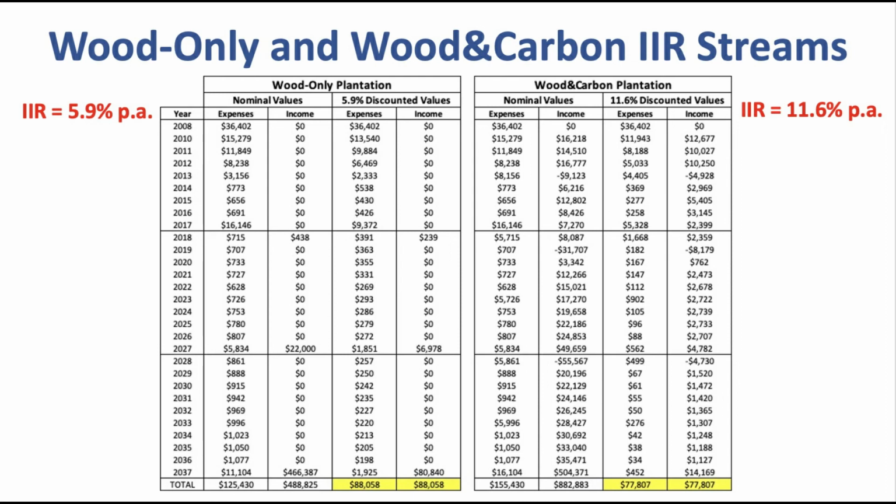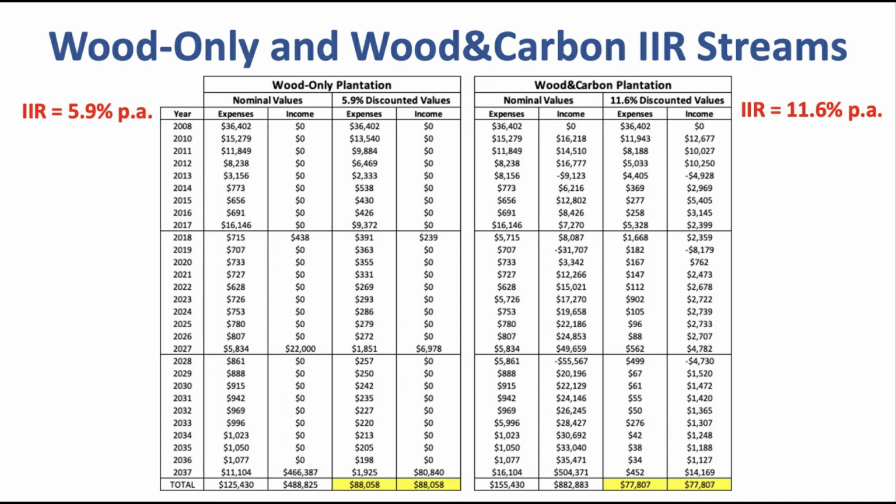Now you can think about those two percentages in the following way. It's what return you get on an investment. If you put money into the bank now and earn a certain rate of interest per year, then what rate would you get from each of those investments? What this is saying is that the wood only option gives you 5.9% per annum, which is not bad compared to interest rates at the moment on the market. Interest rates at the moment are just 1 or 2%. But wood and carbon gives you essentially double the rate of return compared to the wood only.